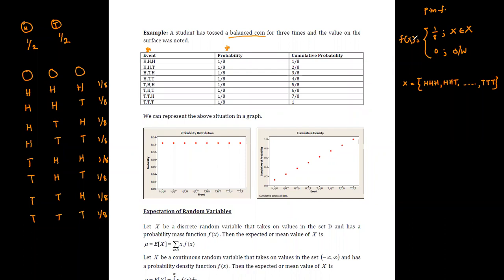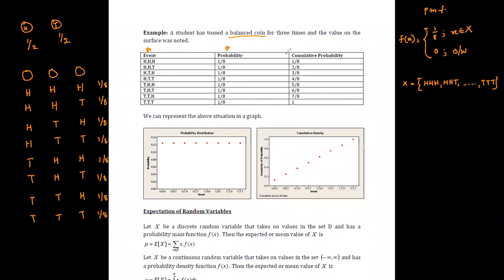Therefore, if this is the set X, here it is lowercase letter x, and it says that lowercase x belongs to set X. Lowercase x denotes each value of this possible outcome. That is how we are getting 1 over 8 for this and 0 otherwise. Since we are getting equal probabilities, we can have this.